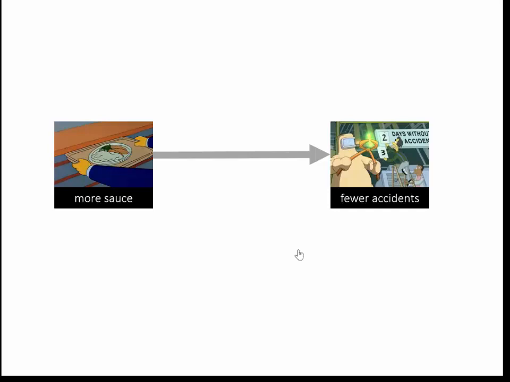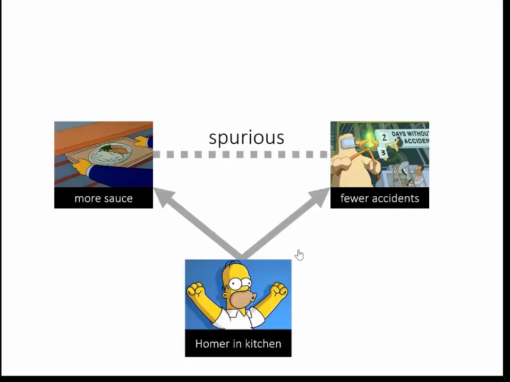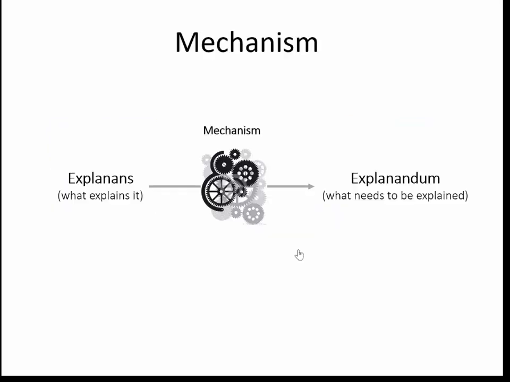What is going on here is something that we call spurious correlation, because there's a third factor that affects both of these two things. So if you had thought about the mechanism, how you get from one to the other, you would have realized that, hang on, there's something fishy here. There's something odd, because I don't have a clear way of how I get from the explanans to the explanandum. So we do need to think about the mechanism in between in order to make an explanation.